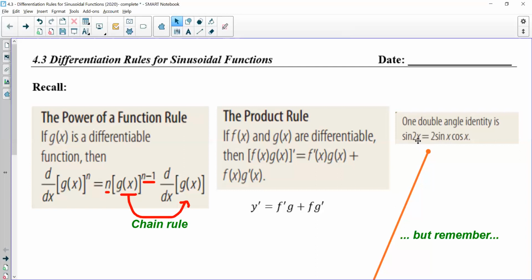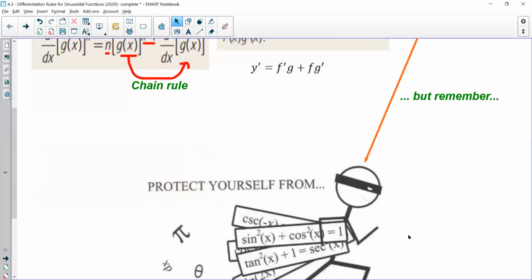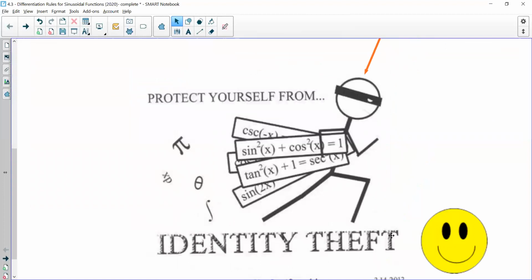And yes, you will have to know a couple of little identities for this section to get through some of the algebra. One of them to keep in mind is your double angle identity. And in this day and age where we're using a lot of technology, I want you to make sure that you remember to protect yourself from identity theft.